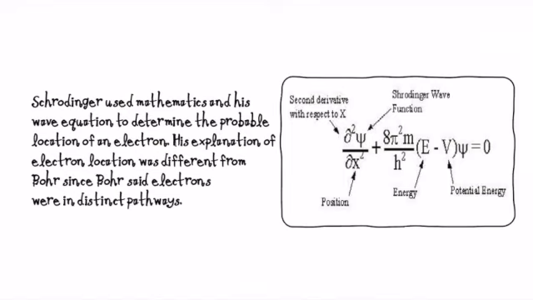Schrödinger used mathematics in his wave equation to determine the probable location of an electron. His explanation of electron location was different from Bohr, since Bohr said electrons were in distinct pathways.